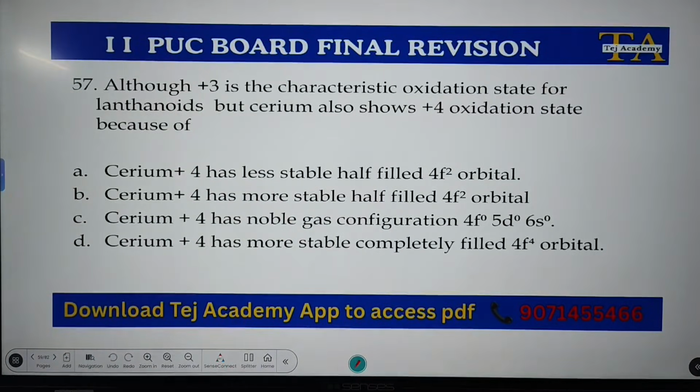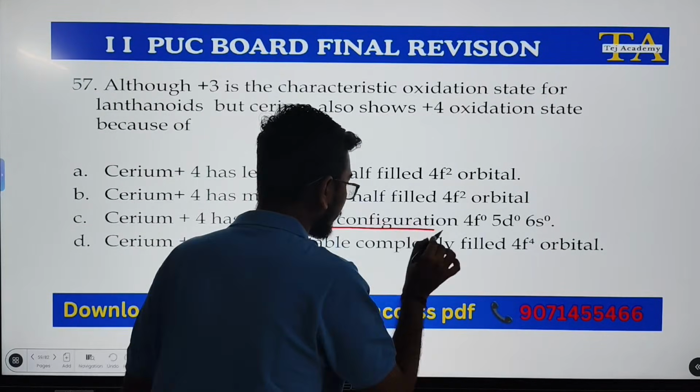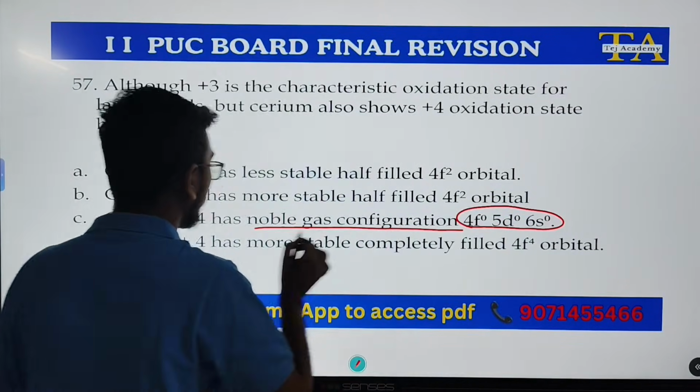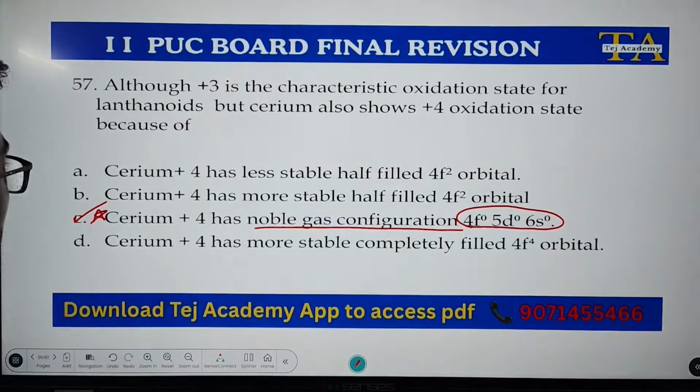57. Although +3 is the characteristic oxidation state of lanthanides, cerium also shows +4 oxidation state because Ce4+ will have noble gas configuration 4f0, 5d0, 6s0. This is an exception. Remember this. So option C is the right answer.